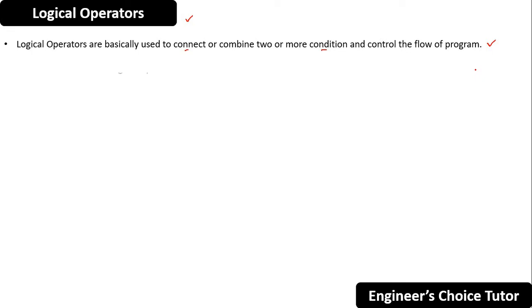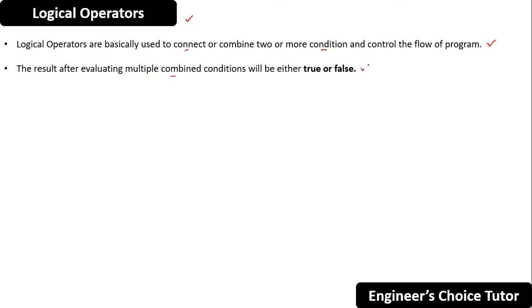So the result after evaluating multiple combined conditions will be either true or false. That is what we call Boolean values. Fine. So we have three logical operators in Java.